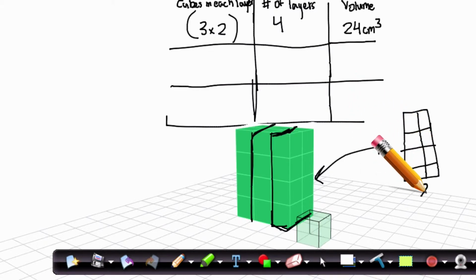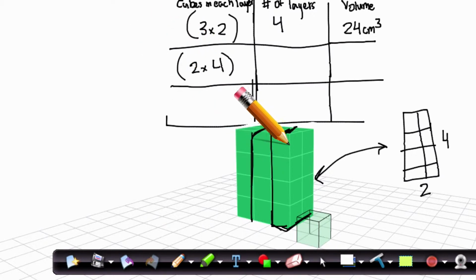So we could say that they are 2 by 4. So 2 times 4 would give me my area of 8: 1, 2, 3, 4, 5, 6, 7, 8. So it's going to tell me what this layer is. 2 times 4 would give me one of those layers. Now that would be 8, but I have 3 of them: 1, 2, 3. So 2 times 4 is 8, times 3 would be 24 centimeters cubed.